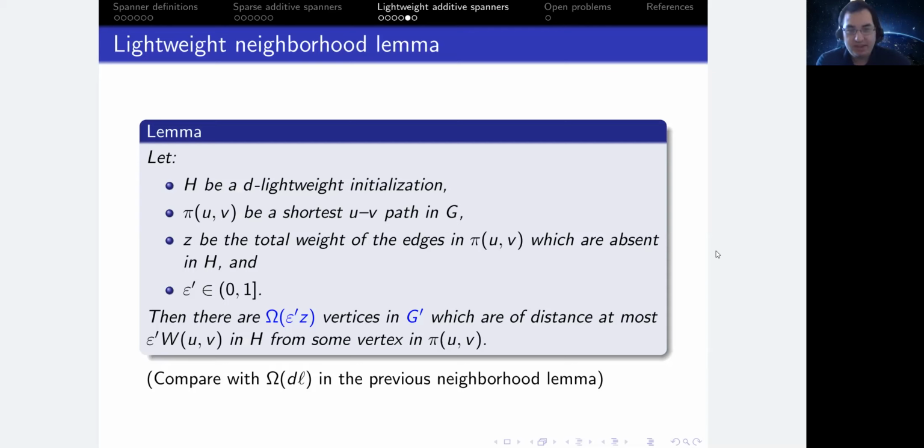This lemma states that there are basically omega of z vertices in the subdivided graph G prime which are at most a given distance w uv from some vertex along the shortest path. Note that the corresponding lower bound for the neighborhood was d times L in the previous neighborhood lemma. Note that the bound of epsilon prime z does not depend on d, just the total weight of the edges.